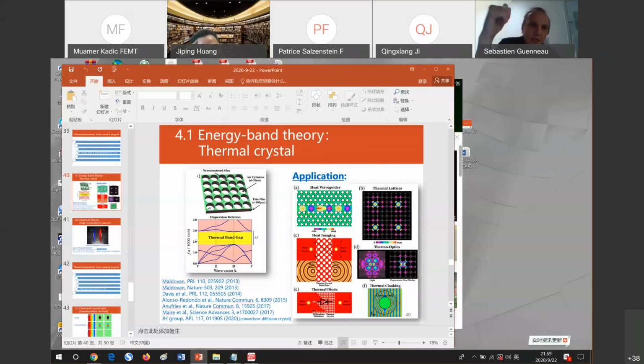I'm just referring to the Veselago lens. So you have something which is similar to the Veselago lens here, no? Never mind. Anyone else has a question?